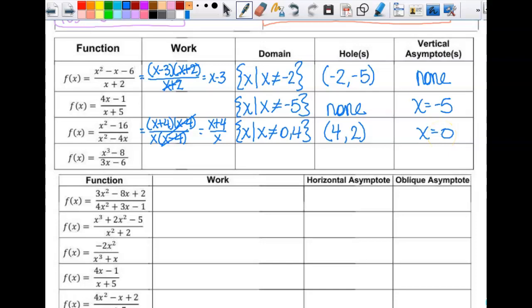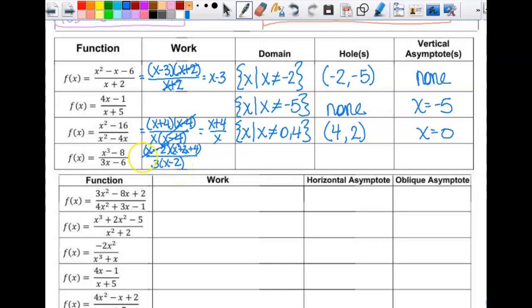Okay, so I need to factor this one. This is a difference of cubes, something you have to know how to factor. So I'm going to have a binomial and a trinomial. So I take the cube root of that, that's x. Cube root of 8 is 2. My signs are same, opposite, always positive. So this is x squared plus 2x plus 4 all over 3 times x minus 2.